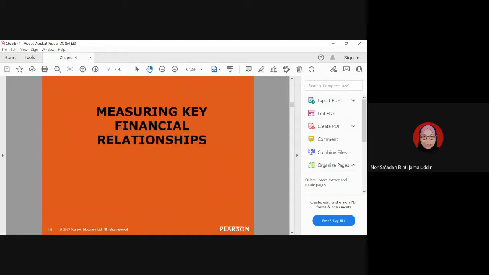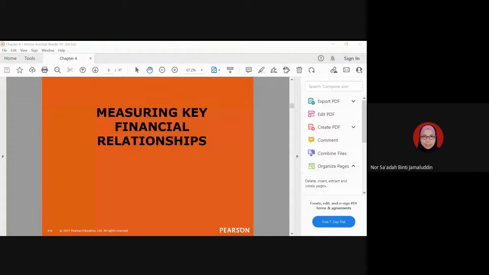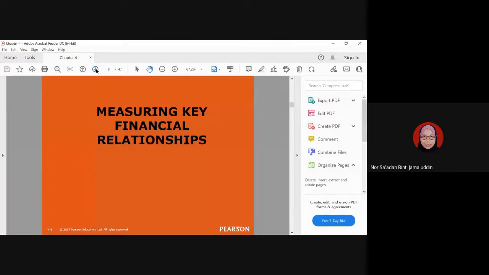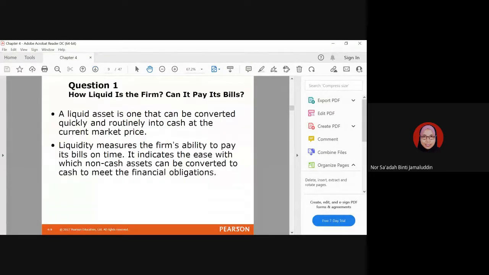Alright, this is the next objective on measuring key financial relationships. This is on how you calculate the ratios based on the financial statement. Alright, we go to the next slide. Okay, this is the first ratio that we focus on: how liquid is the firm? Can it pay its bills?